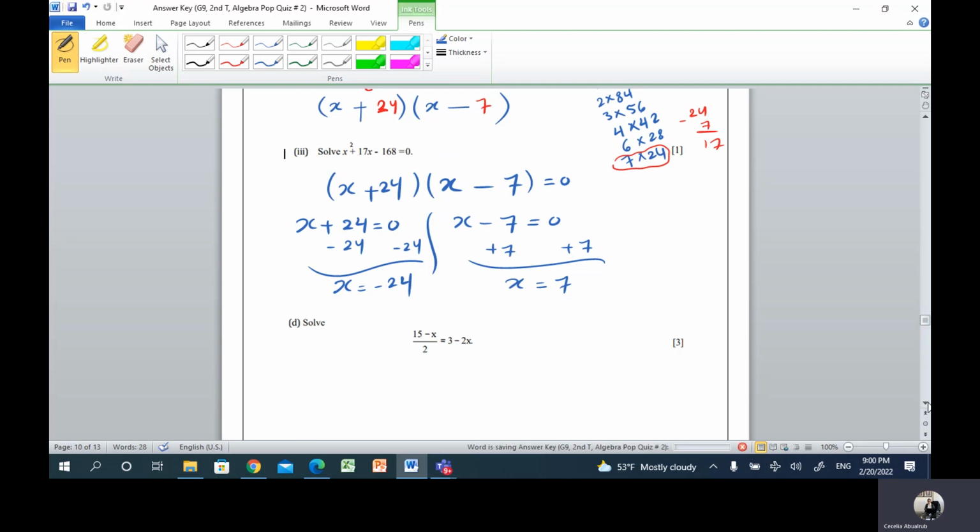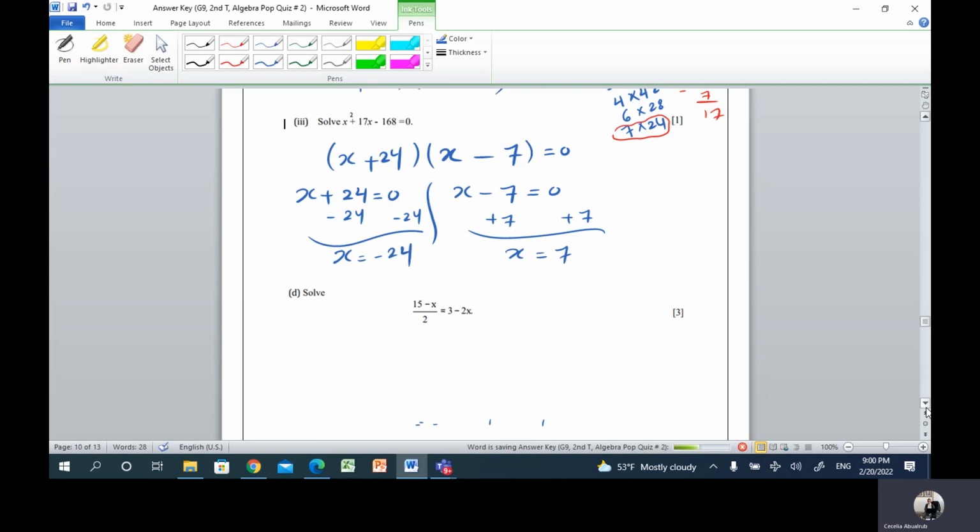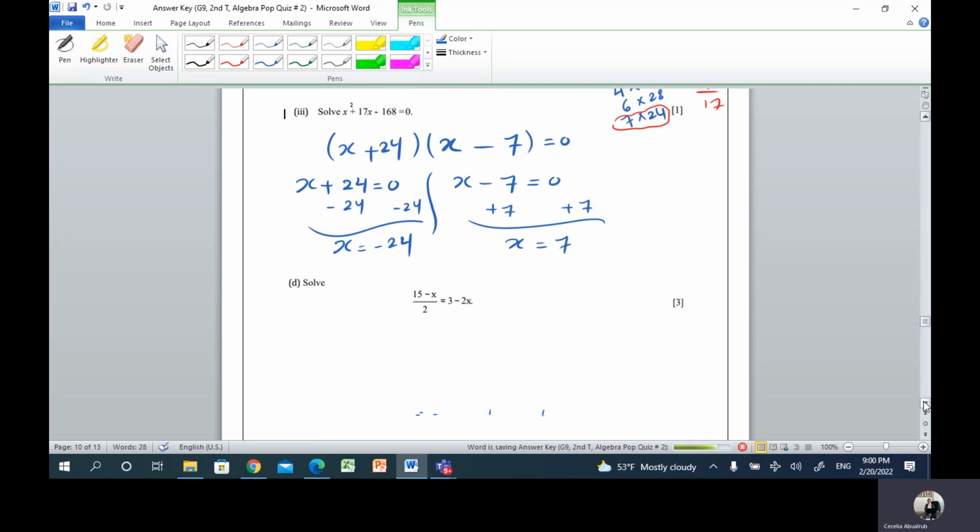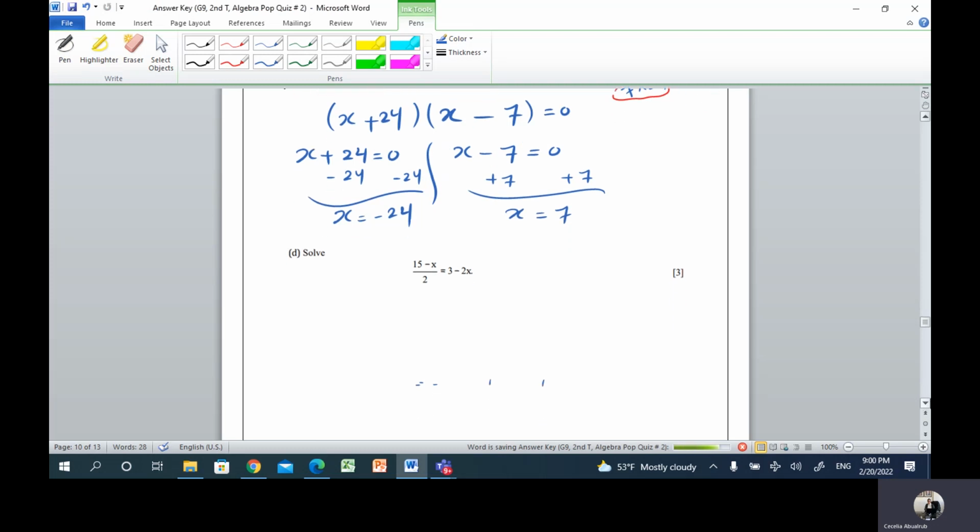Now, let's move to this question, which you are pretty much familiar with. It's just a linear equation where we can solve it. So it's 15 minus x over 2 is equal to 3 minus 2x. We're going to say 3 minus 2x over 1, and we're going to cross multiply.